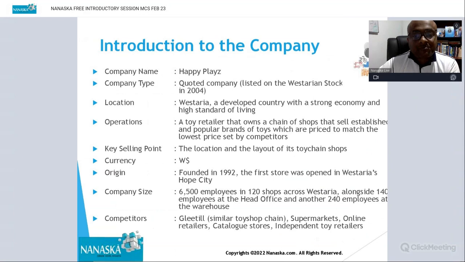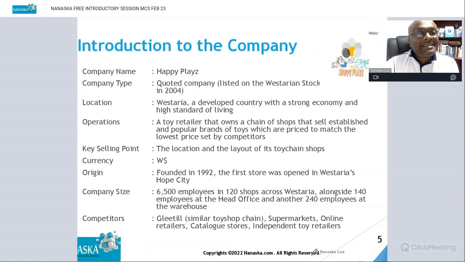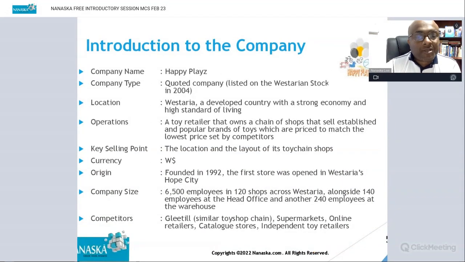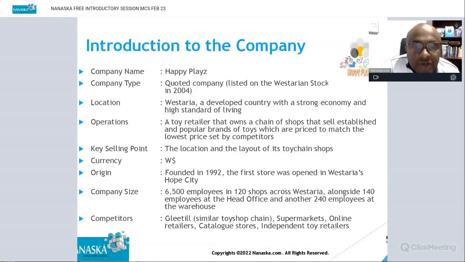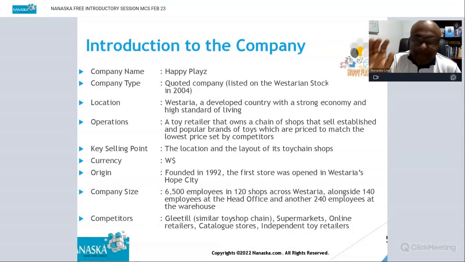You will get a very reasonable understanding of our organization by reading this page. Company name, Happy Place, very good. Quoted company, quoted in the stock exchange in 2004. Wow. From 2004 to now, we have 18 years. We have been a public listed company in this country called Vestaria.